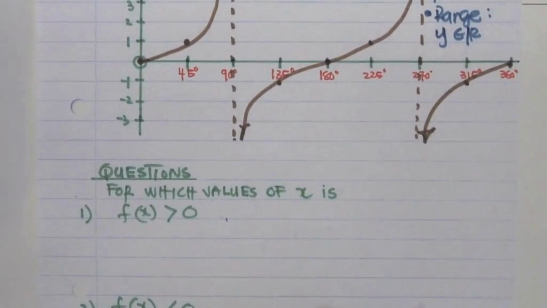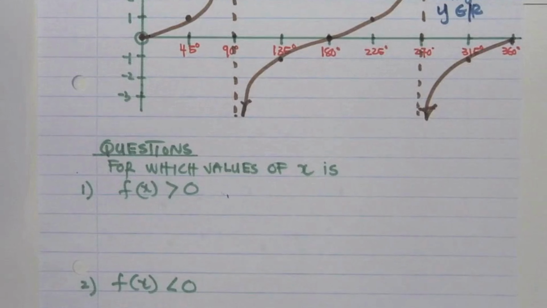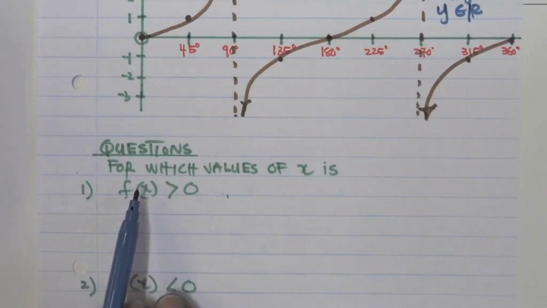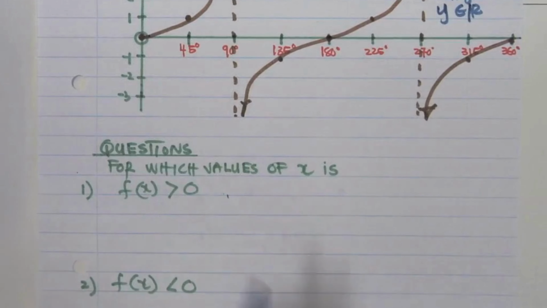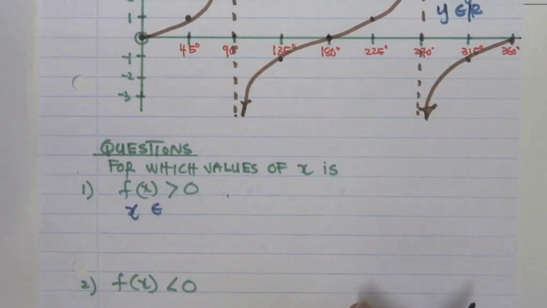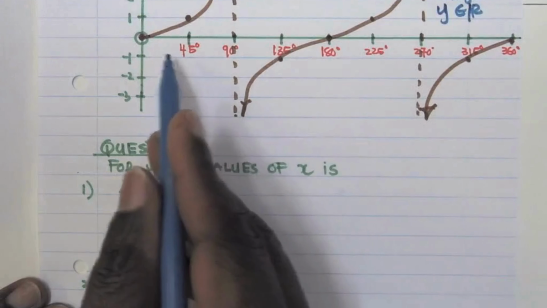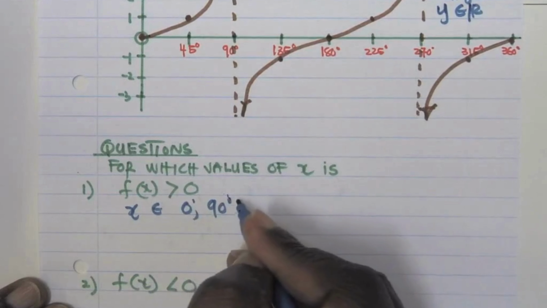Now let's move on and answer these two questions that I have here. The first part says, for which values of x is f(x) greater than 0? So I'm going to write here x is an element. I need to identify the parts on the graph where it is above the x-axis. So I can see here from 0 to 90 degrees.